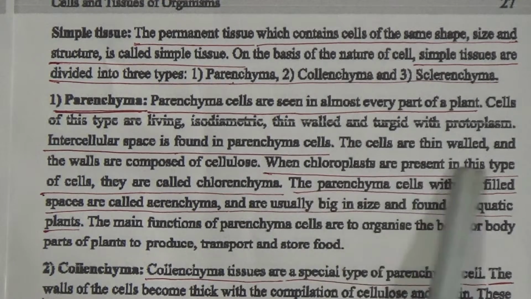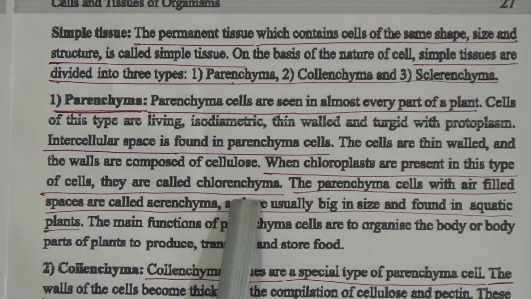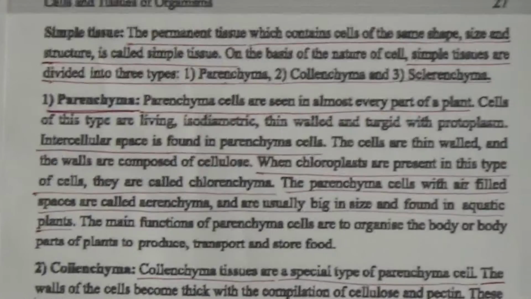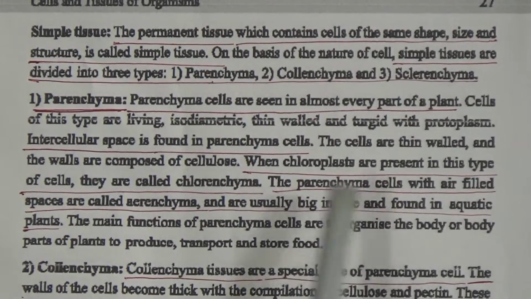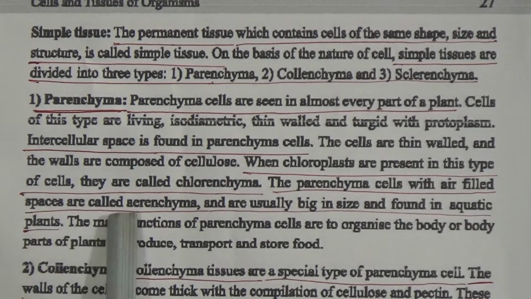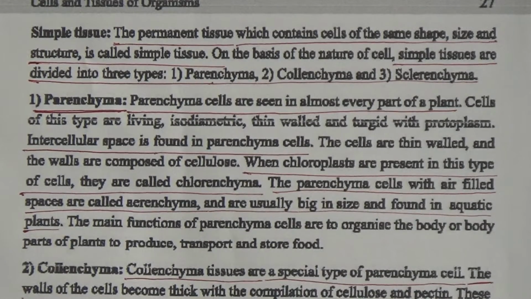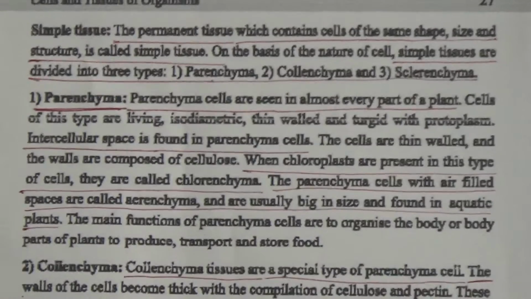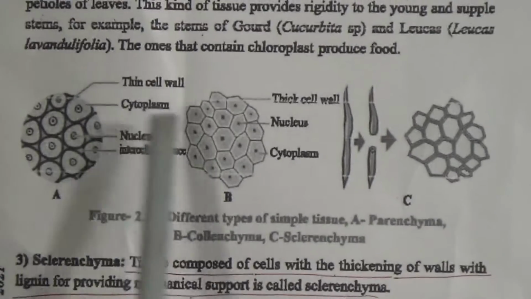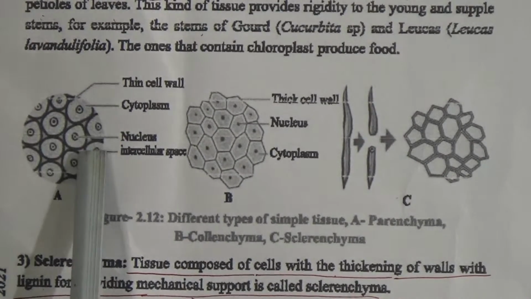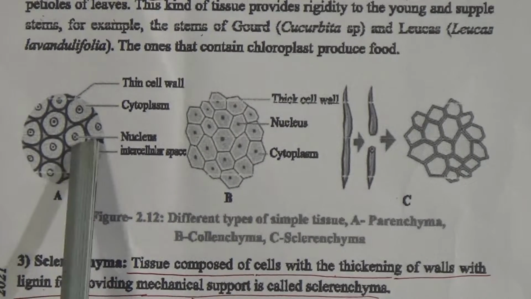When chloroplasts are present in the parenchyma cell, they are called chlorenchyma. The parenchyma cells with air-filled space are called aerenchyma and are usually big in size and found in aquatic plants. You can see the figure of the parenchyma cell. Their cell wall is very thin. They have cytoplasm and the nucleus is situated in the middle of the cell, and they also have intercellular space.